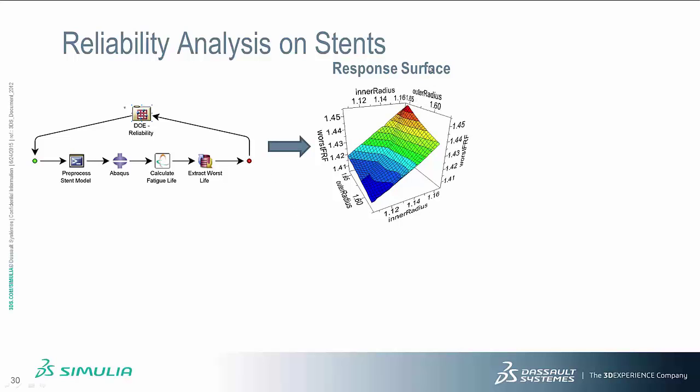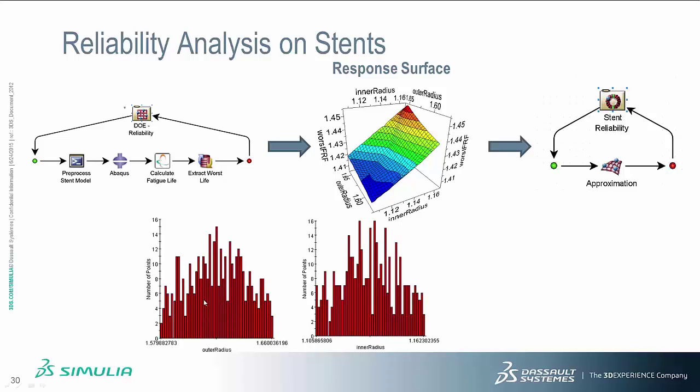The response surface tells you how the worst fatigue factor changes as we change the inner radius and the outer radius through the 2.5% range, plus and minus. Once we have the response surface, we use an approximation tool in which equations are fit onto this surface, so we can do a more detailed analysis of reliability.